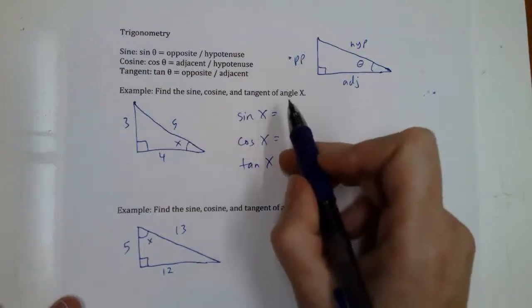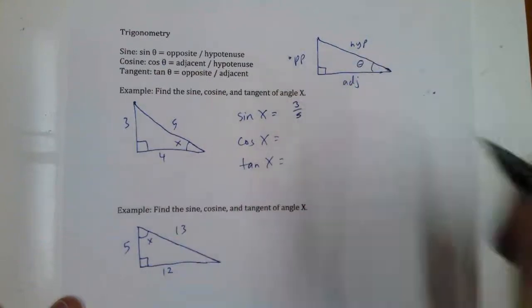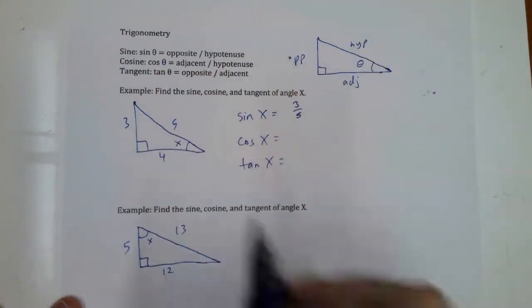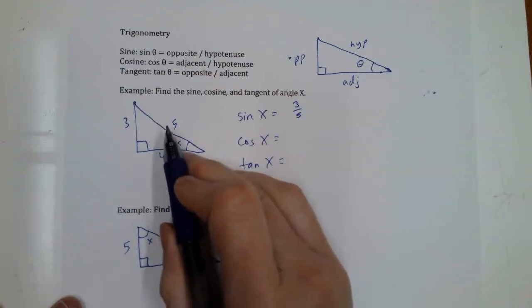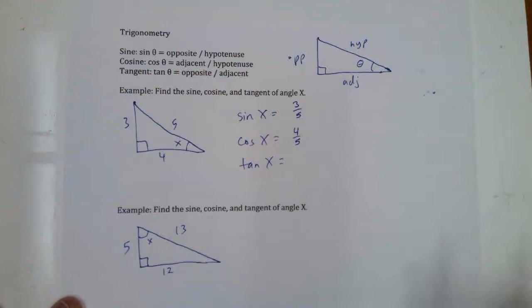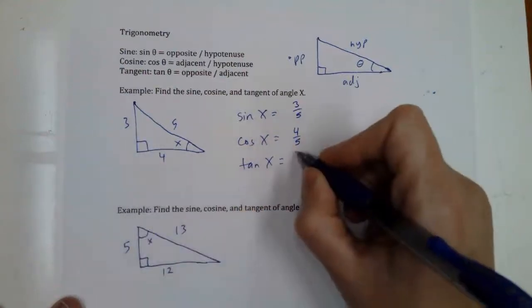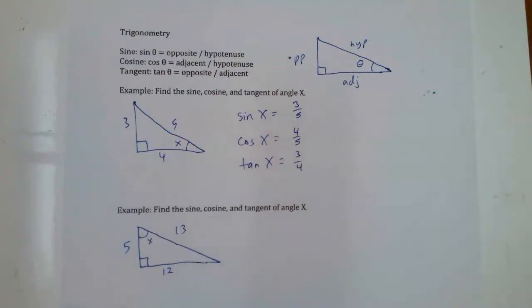So again, the sine is the opposite over the hypotenuse. So here, that's going to be 3 over 5. The cosine is the adjacent over the hypotenuse. So that's going to be 4 over 5. And finally, the tangent is the opposite over the adjacent. So that is going to be 3 over 4. As long as I know those definitions, I should be able to write that down pretty much as I go.